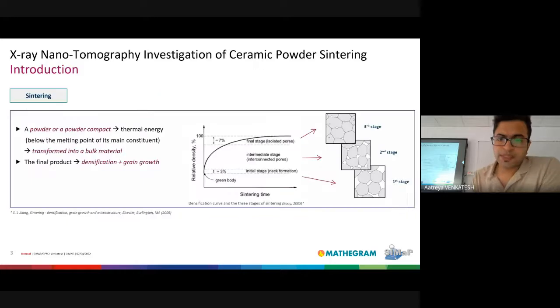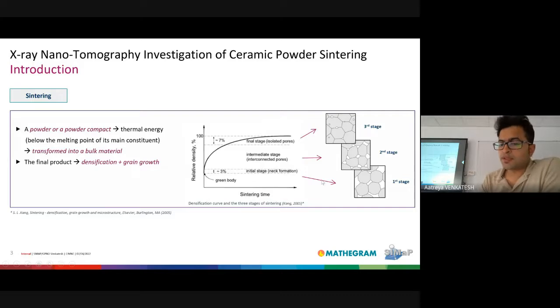Now, to put things in perspective, although Brayan has already talked about it, and since I already had this in my slides, there is no other way, so please pardon me for going over it again. Sintering, as you would know, is a process wherein a powder or a powder compact, when subjected to just thermal energy, is transformed into a bulk material of controlled density. As a result, the powder compact not only densifies, but this is also accompanied by an increase in the size of the individual grains.